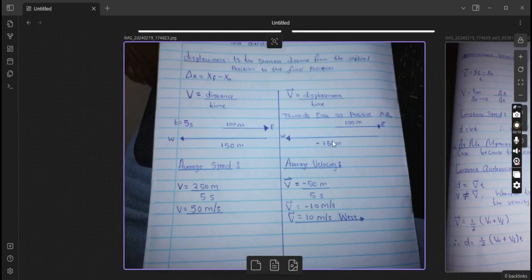And then you can add it together, then you get 50 meters all over 5 seconds. And then you get the answer. So average velocity is equal to minus 10 meters per second. So at the final answer, I remove that negative because west will also represent that negative. That negative represents the direction that the object is going towards the west. So that's why at the final I just write west.